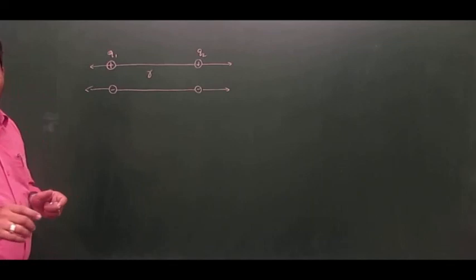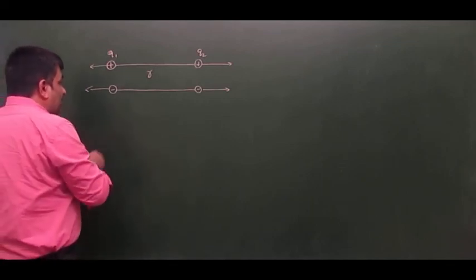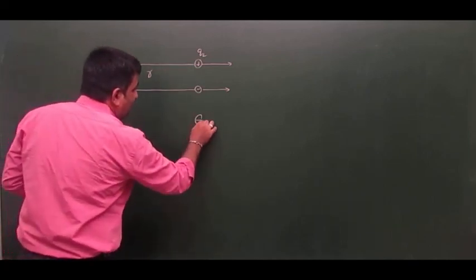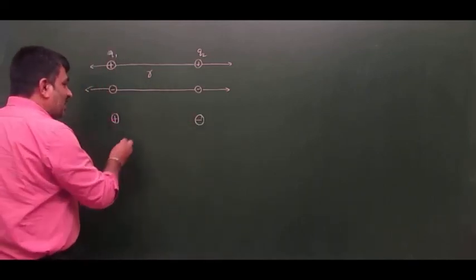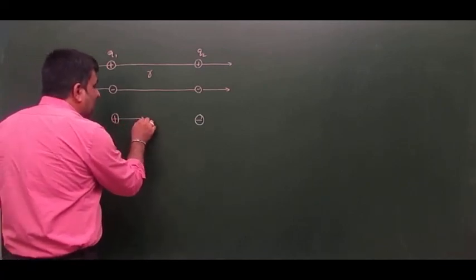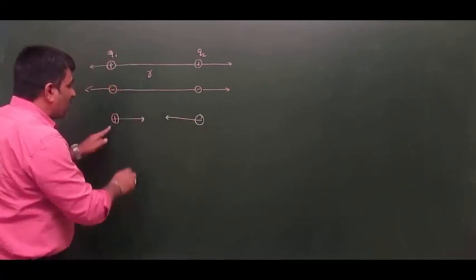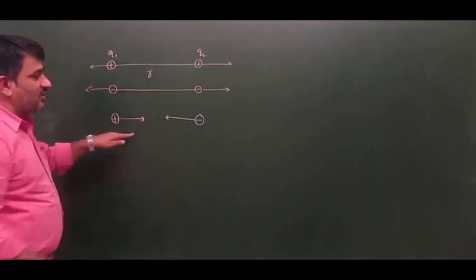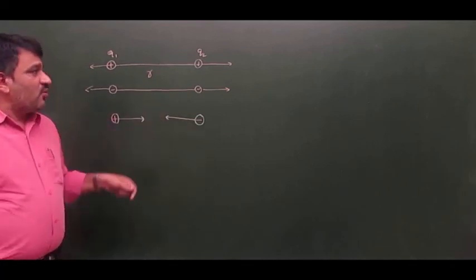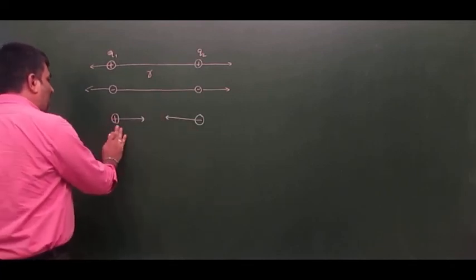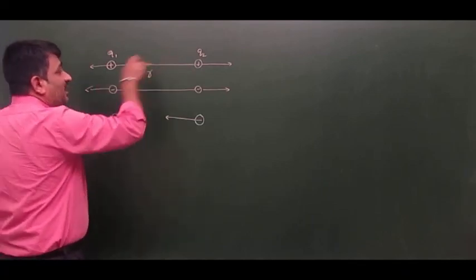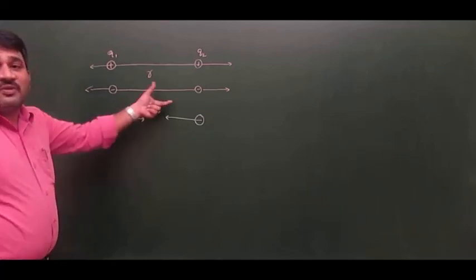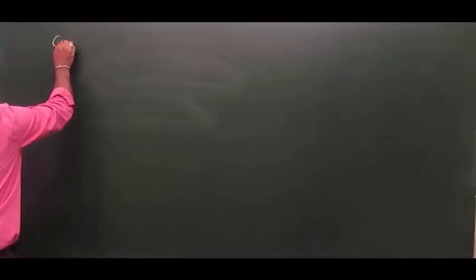charges is a repulsive force. Similarly, when we place two charges, one a positive charge and the other a negative charge, the force between these two charges is an attractive force because of the opposite polarity. Today we are going to discuss Coulomb's law, which is used to calculate the force between the charges. It may be attractive, or it may be repulsive. Coulomb's law.